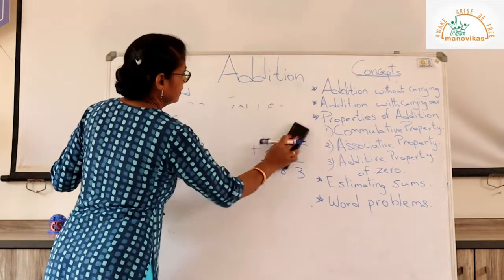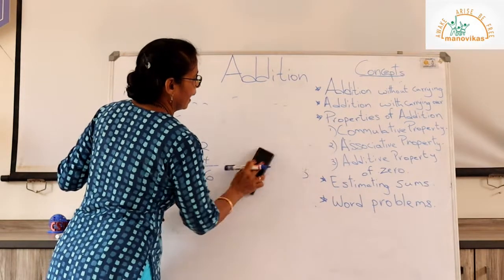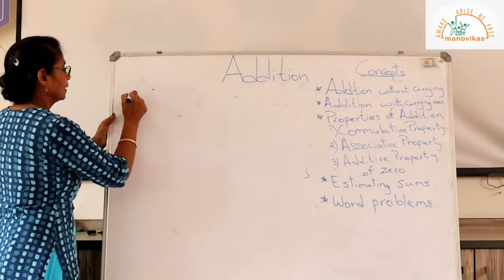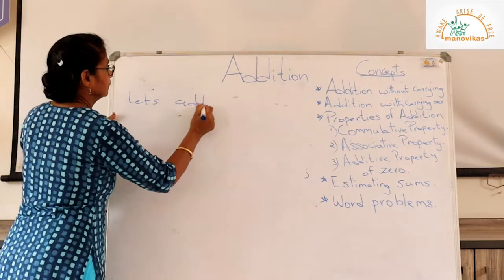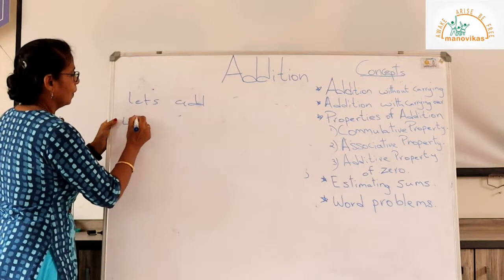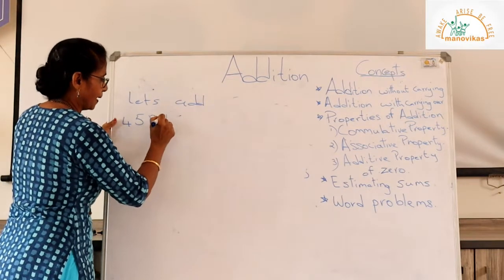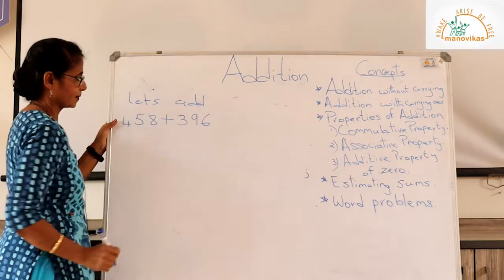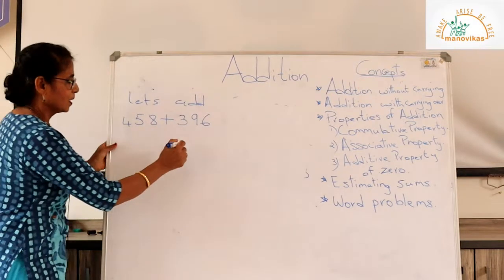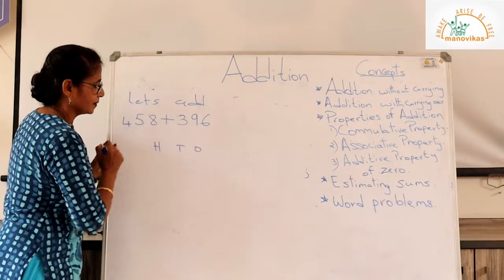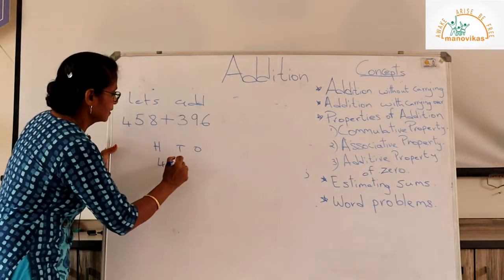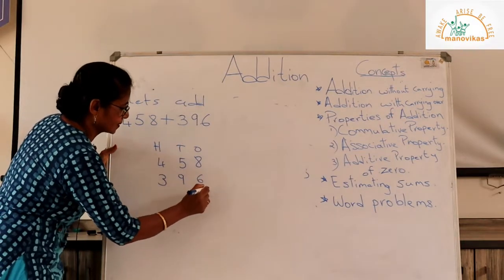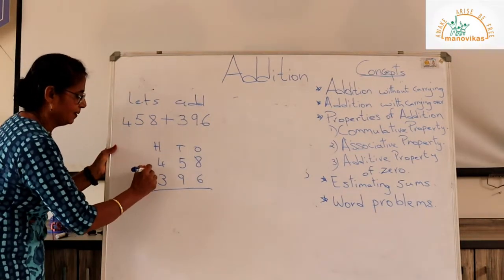Now we go to our next concept, addition by carrying over. Here, let's add 458 plus 396, because we are doing addition. We have 3-digit numbers, so ones, tens, hundreds. The first number here is 458. The second number is 396. Put a plus sign.